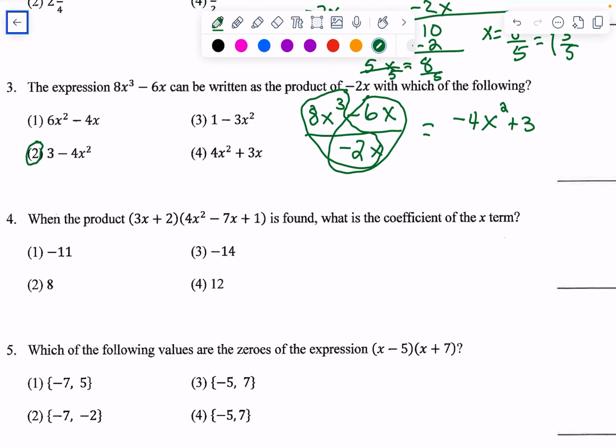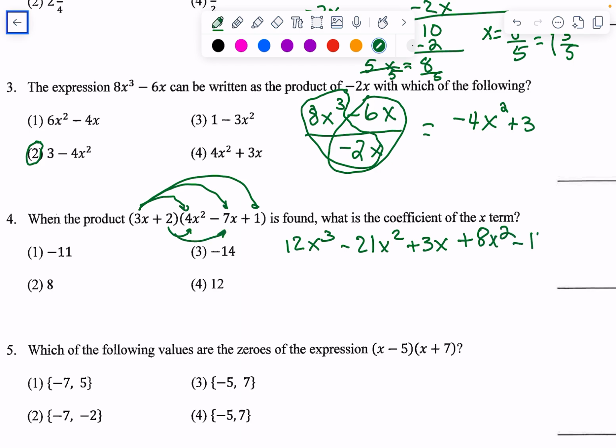So here we're going to distribute 2 times. We're going to distribute the 3x. So we have 3x times 4x squared is 12x to the third. 3x times negative 7x is minus 21x squared. 3x times 1 is plus 3x. 2 times 4x is plus 8x squared. 2 times negative 7 is minus 14x. Oh boy, there's a lot of terms. And then 2 times 1 is plus 2.